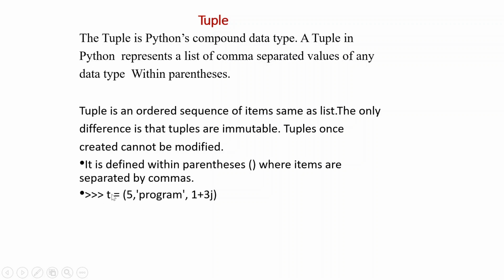So T is the name of your tuple where inside the round brackets we can declare different data. This is first an integer, then a string, and then a complex. All these data are separated by commas.